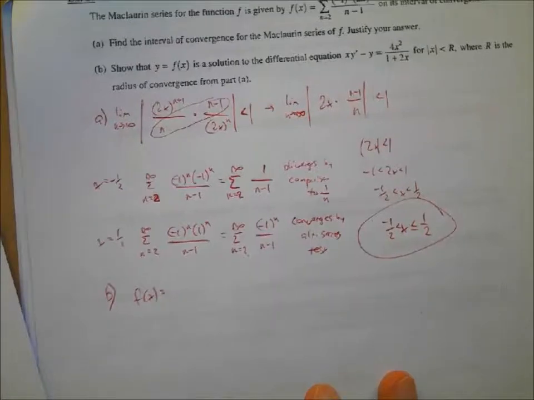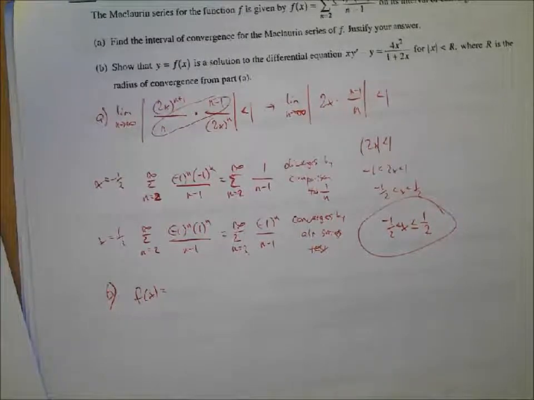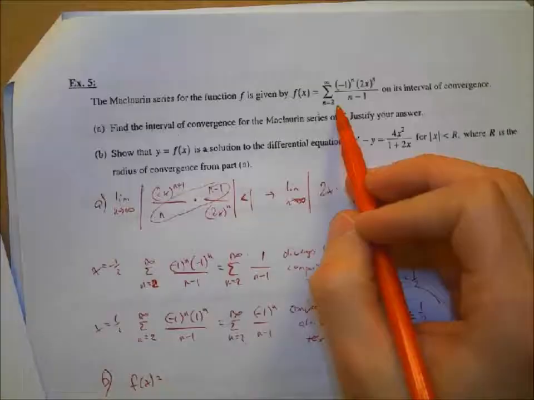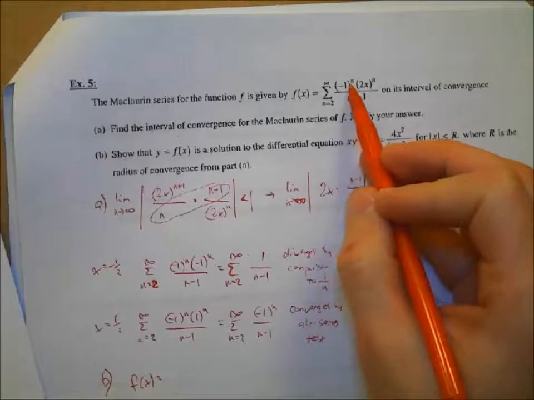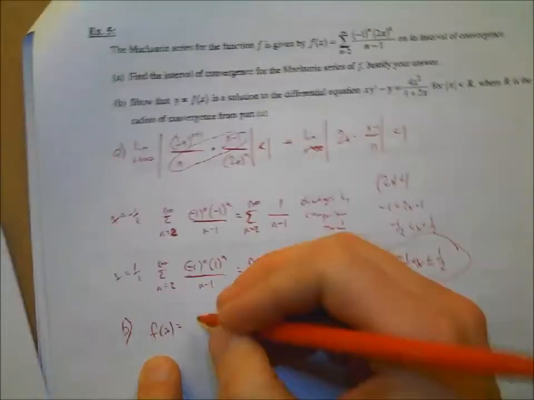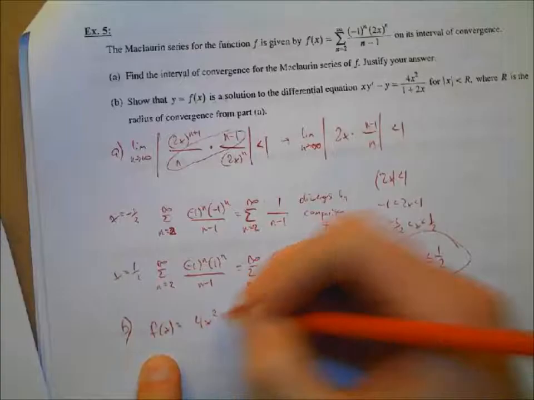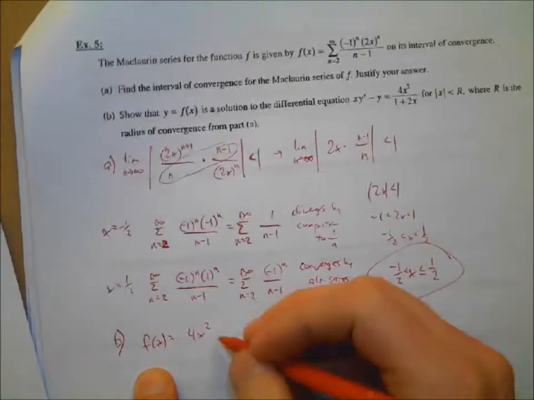All right, so f of x, I'm going to write out the first couple terms here, just to get us started. If we start at 2, negative 1 squared will be positive 1. 2x to the 2 becomes 4x squared. And then 2 minus 1 is just 1. So it's just 4x squared for my first term.